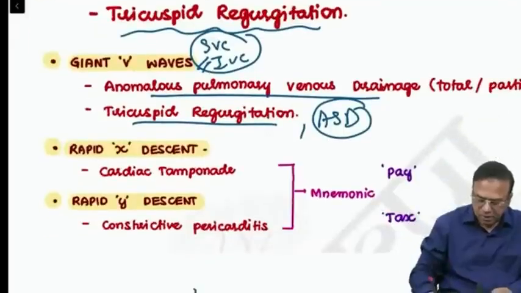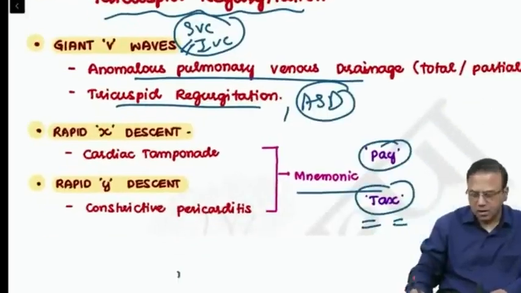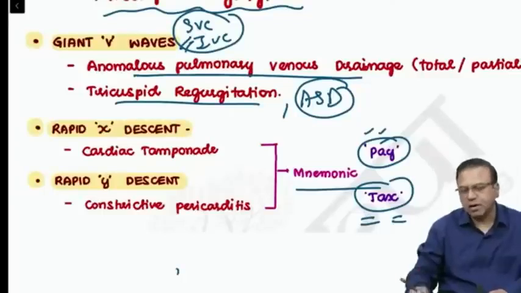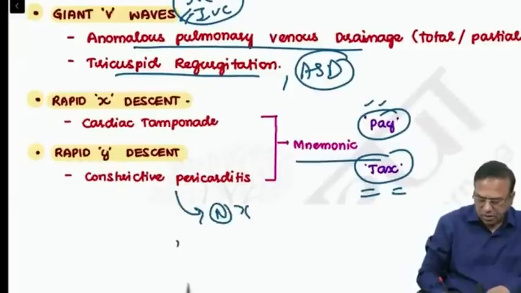Rapid X and rapid Y, remember the mnemonic PATAX. In patients with tamponade, you get rapid X, and in patients with constrictive pericarditis, you get rapid Y descent. Although you should know in constrictive pericarditis, you get a normal X descent and a rapid Y descent.